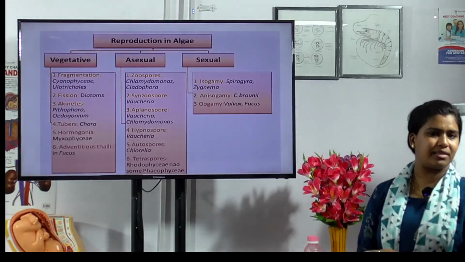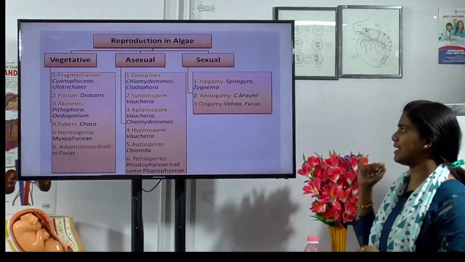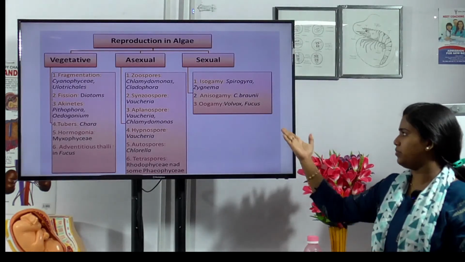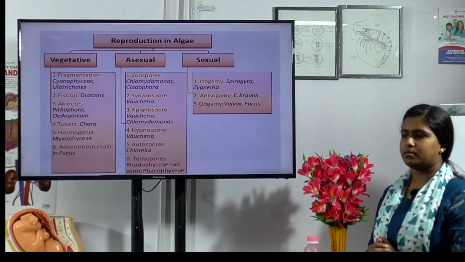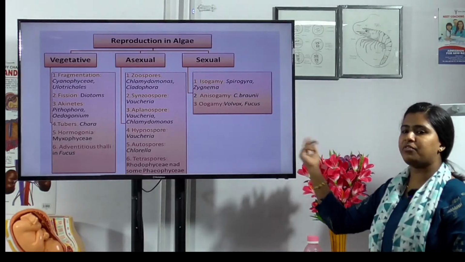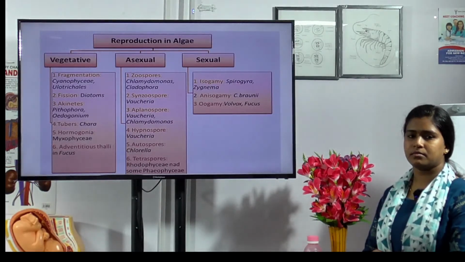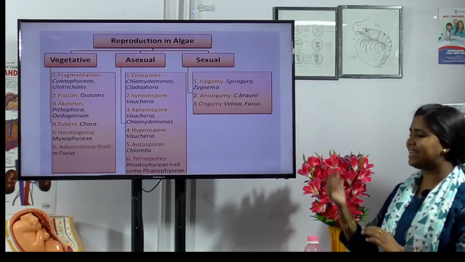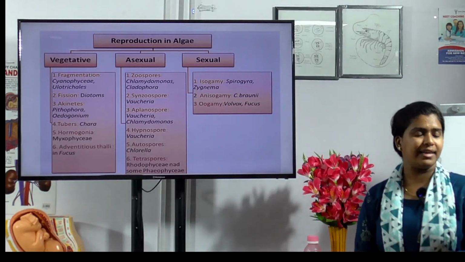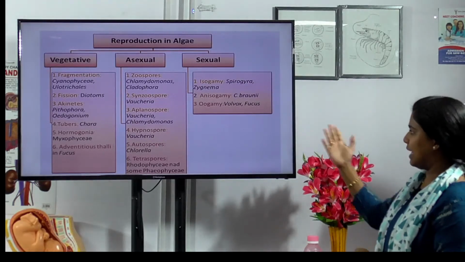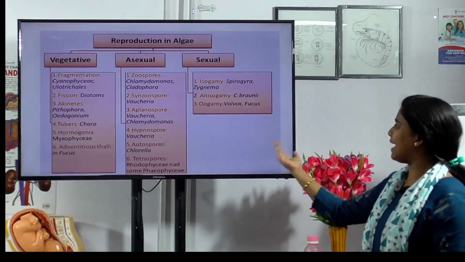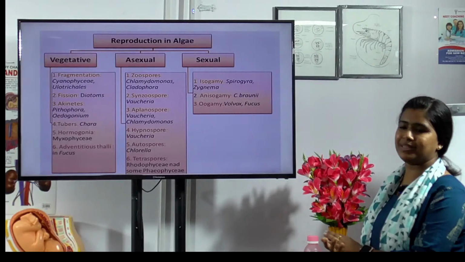It is of three methods: vegetative, asexual and sexual. Vegetative, what is it? Fragmentation. Or fission? Yes. And then akinetes, these are the non-motile spores, with the help of which they reproduce. And then tubers, in some plants, right? Tubers, give an example. Yes, and hormogonia and adventitious thallus.